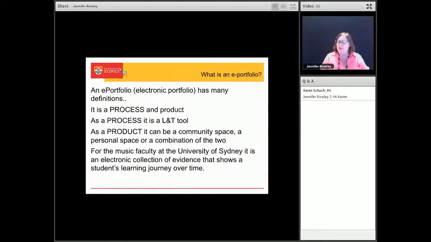Lots of the experiences that I've had working with people who are using ePortfolio as a product in their universities have them as showcases. And they use them as a showcase to present a student's development in their learning across maybe a subject, perhaps a range of subjects, or maybe even in a degree program. Here at the music faculty, at Conservatorium of Music, we are certainly using it as embedded into our music degree program, and so we see it as a learning journey over time.